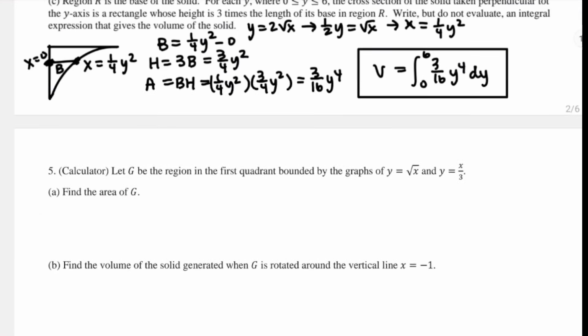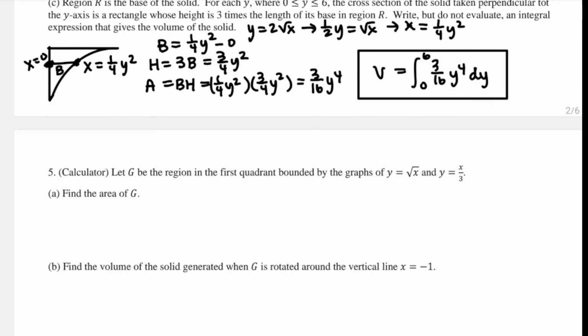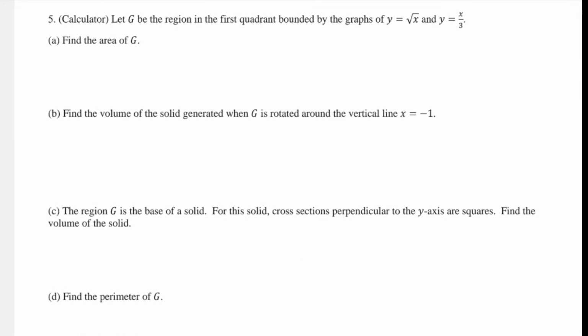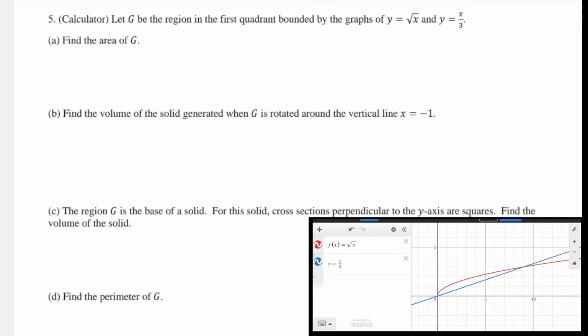Had I known that it was a setup and not evaluate, I might have just said 3 times 1/4 y squared squared, which would have, of course, been the same thing. But okay, this one is calculator: square root x and x over 3. Find the area of G. Okay, so I think we're going to need that for an intersection immediately. So x over 3. I'm just going to type it in first and then bring in the calculator. So square root x. Oh, no, I think I could have figured out where those intersected pretty easily. That's all right. So I'm going to show the calculator.